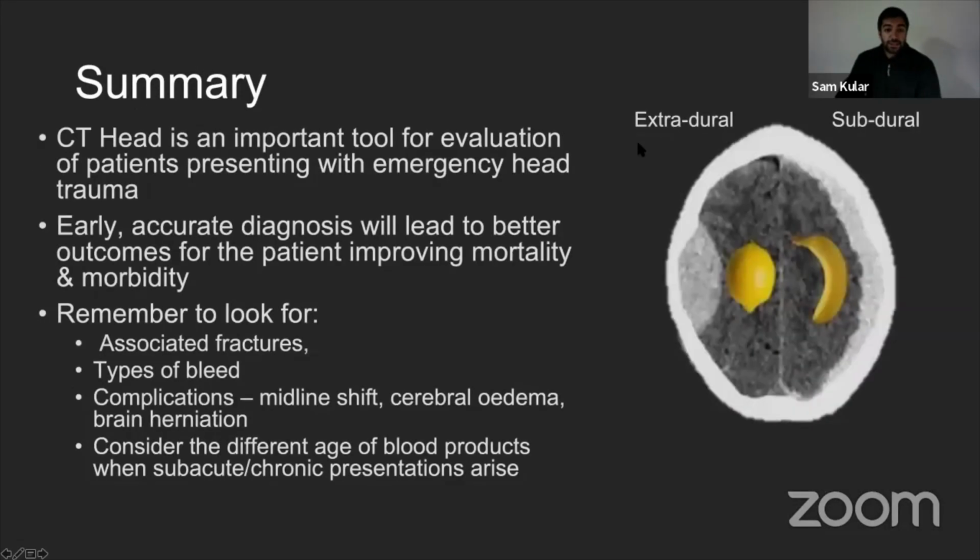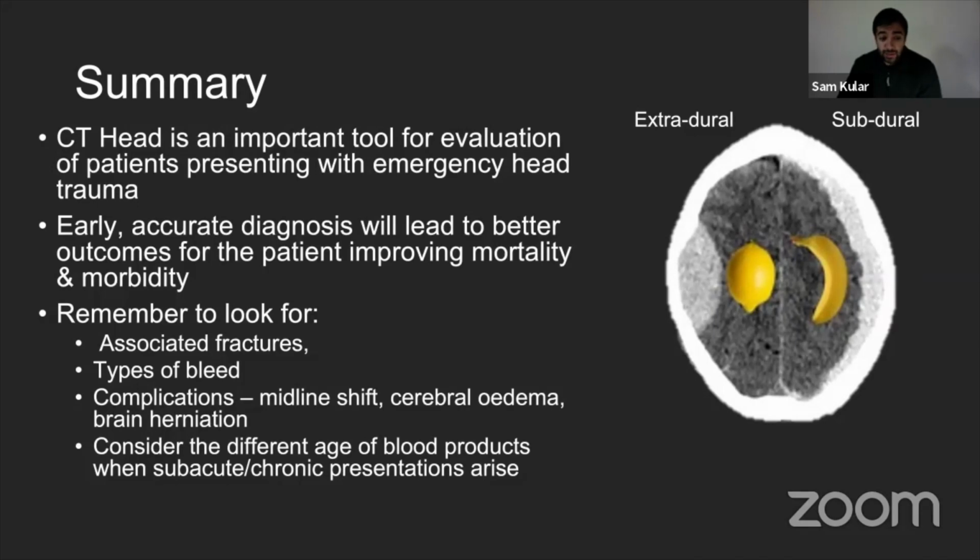So in summary, we can use the CT head for evaluating patients with emergency head trauma quite efficiently. Early diagnosis will lead to better outcomes. And again, for those who are working on the wards, being able to recognise these quickly can help you pick up the phone that bit quicker if we haven't reported the scan yet. If you've seen a bleed, you can phone neurosurgery and get that patient referred earlier, and then they can have any management performed earlier as well, which would only be a good thing.